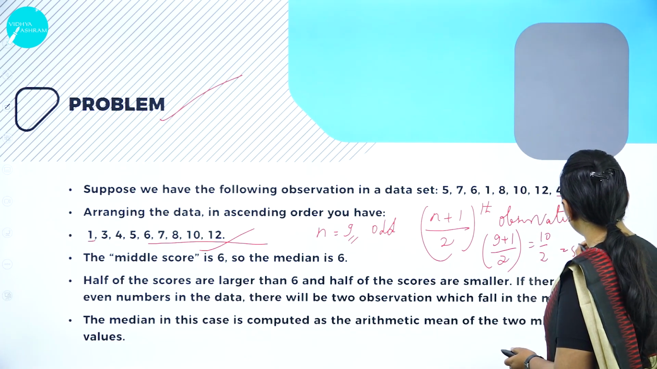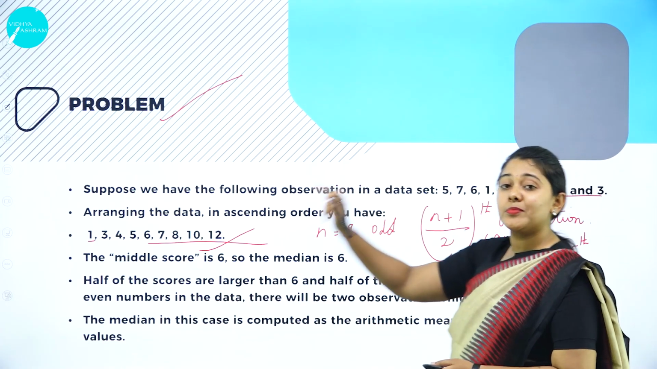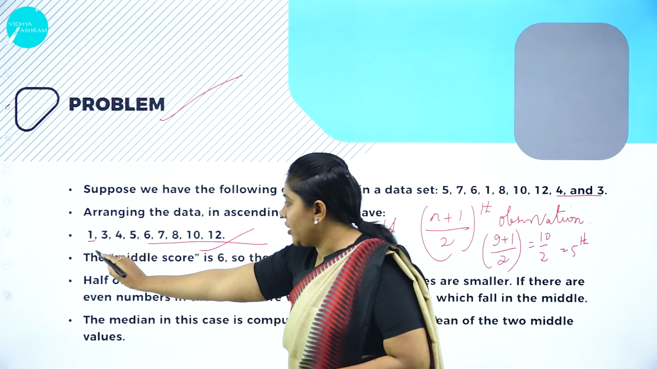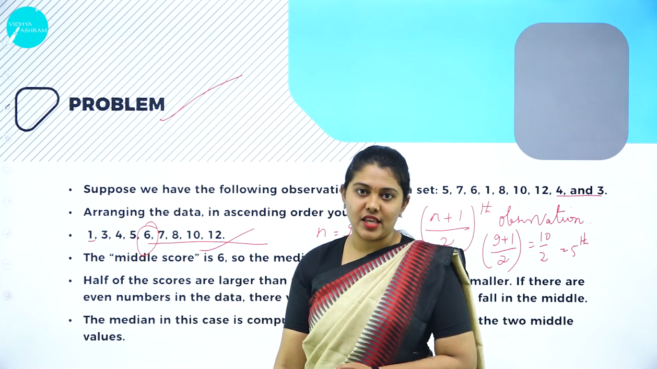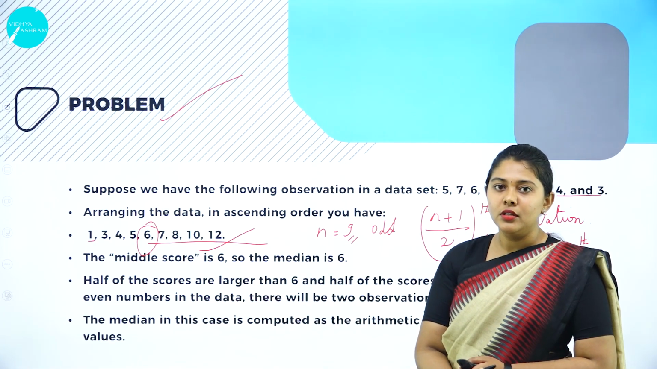Fifth observation. So what is the fifth observation in the given data? 1, 2, 3, 4, 5. So the fifth observation is 6. So 6 will be the median.